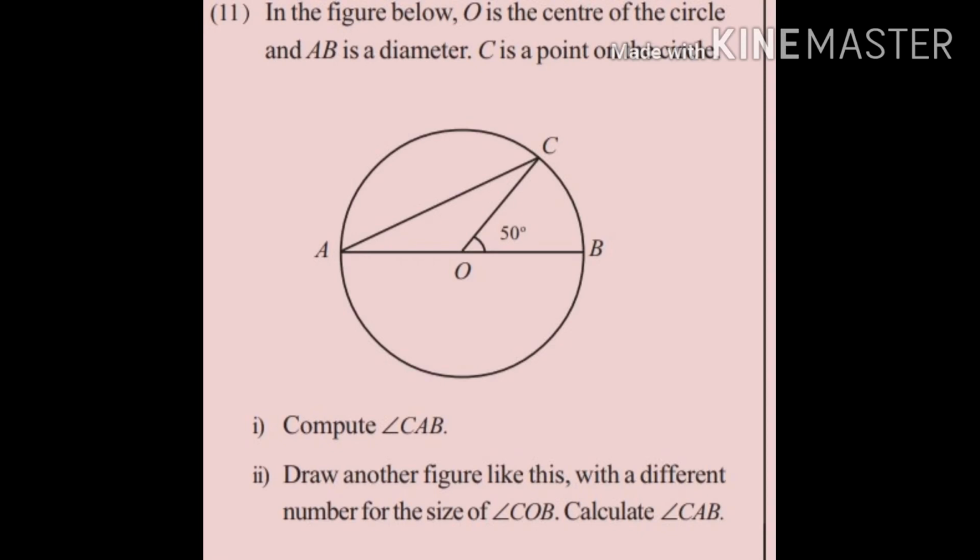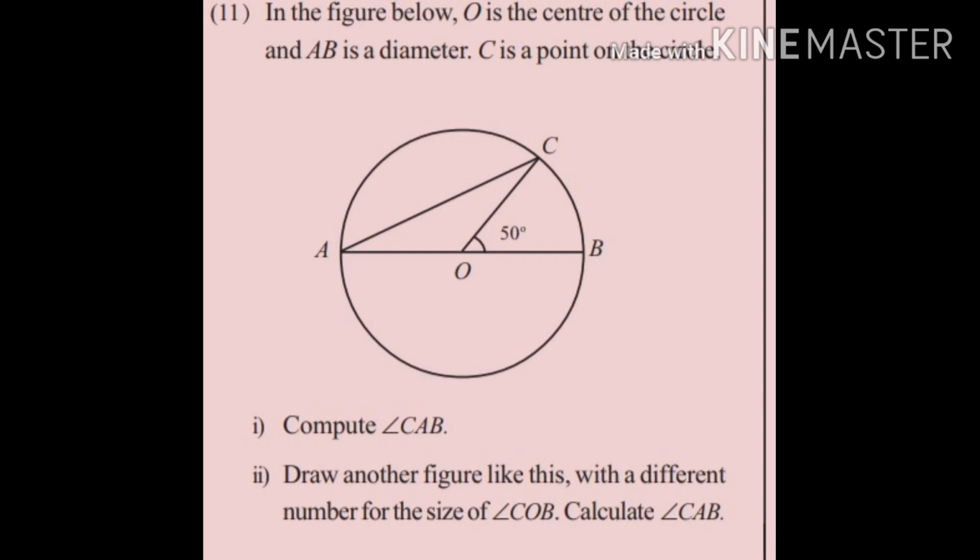Next is question number 11. In the figure below, O is the center of the circle and AB is a diameter. C is a point on the circle. Two sub-questions are there. First sub-question, compute angle CAB. Second sub-question, draw another figure like this with a different number for the size of angle COB and calculate the same angle CAB.